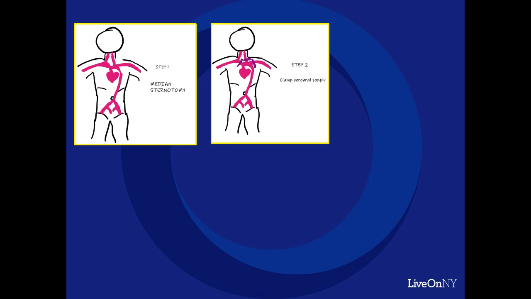Okay, so step 1 is standard DCD approach, declaration, waiting the 5 minutes per the hospital protocol, and this was at NYU Hospital, and then you go. And what is done first is a median sternotomy, and we all know what that is. The only thing I'll say is that it's slightly higher, towards the head, so that you can make sure you can get those brain vessels occluded.